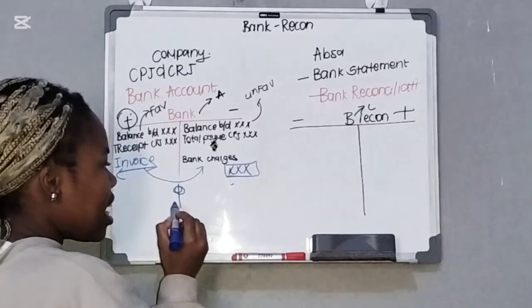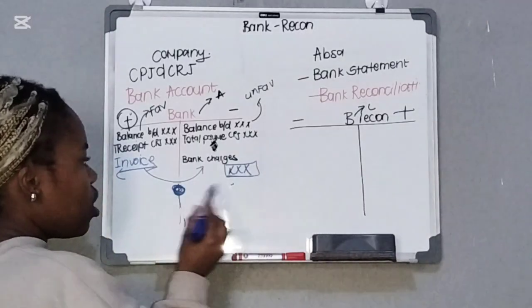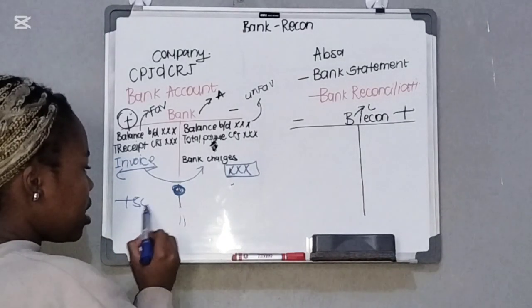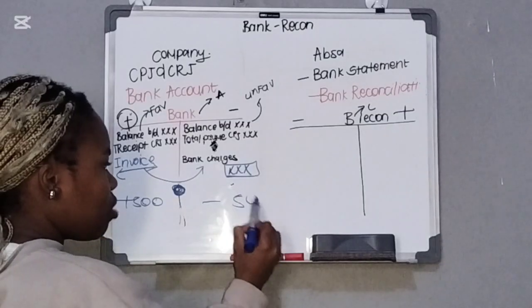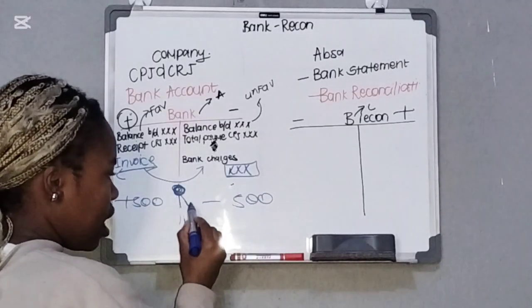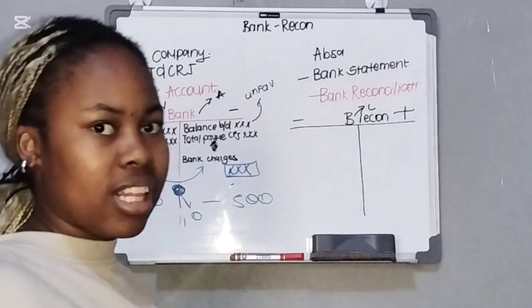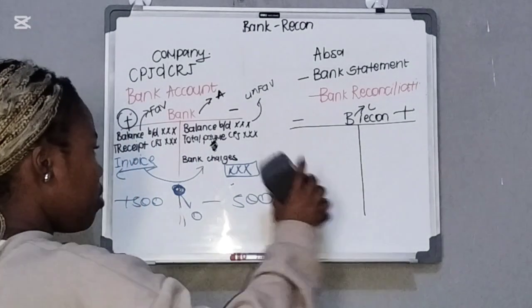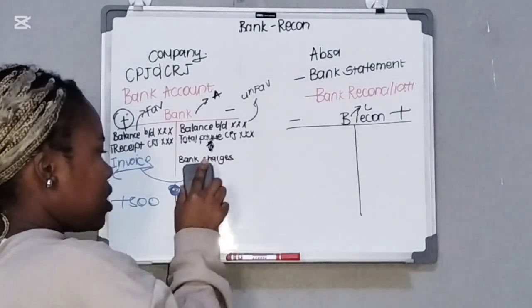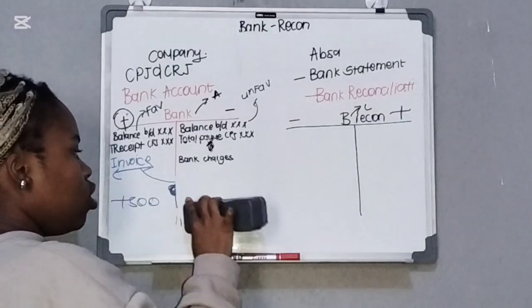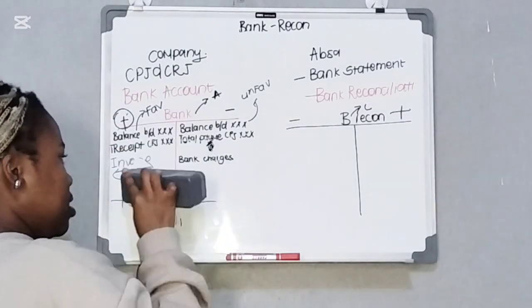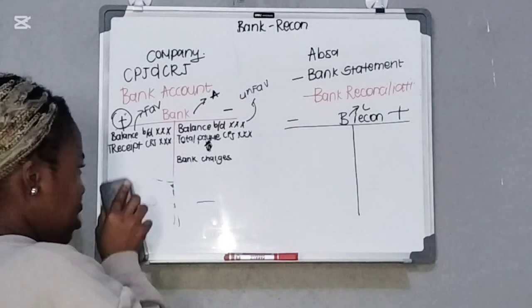So it has a negative effect. Look at this. It will be plus 500. And then now you're going to see minus 500. It means that it will have a zero effect. That's how you fix an error. All right. Same vice versa. If it was on your credit, you will obviously put it on your debit. That's how you do it, right?